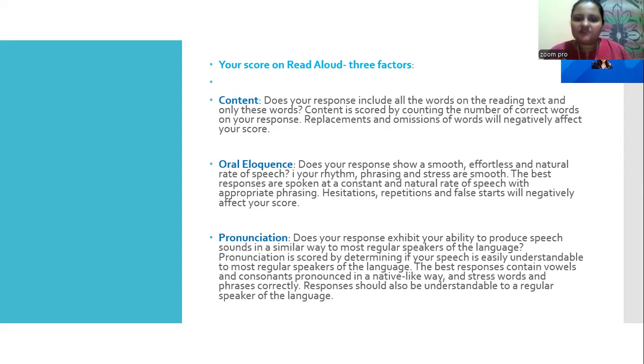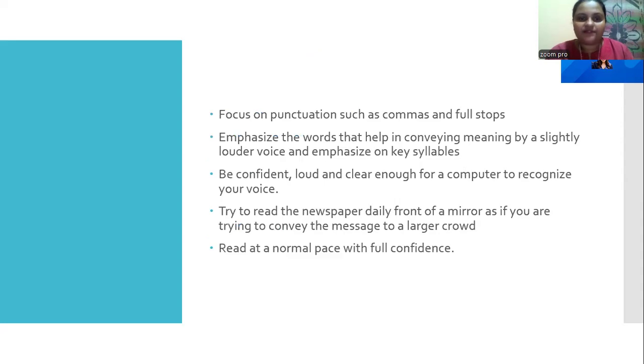Pronunciation is scored by determining if your speech is easily understandable to most regular speakers of the language. The best responses contain vowels and consonants pronounced in a native-like way and stress words and phrases correctly. Responses should also be understandable to a regular speaker of the language. So this is what is expected of you in order to score 15 out of 15, or 90 out of 90, for the read aloud part.